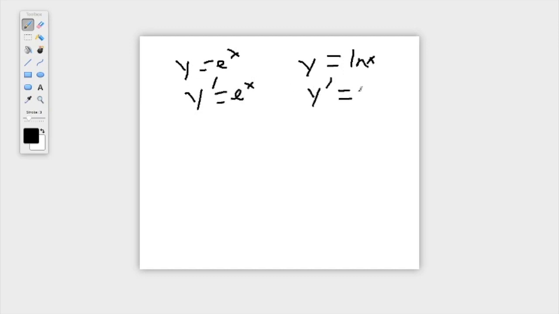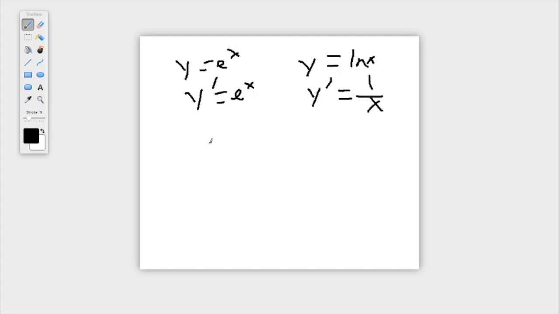So in short, the two most common functions are e to the x, so y equals e to the x, and then y equals ln x. And we figured out the derivative, so y prime equals e to the x, and then y prime equals 1 over x.